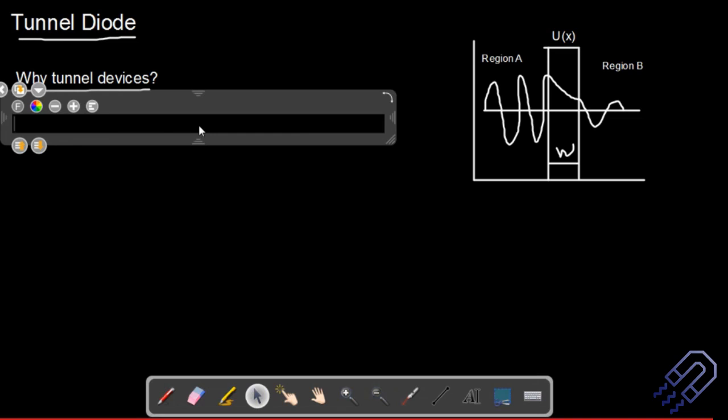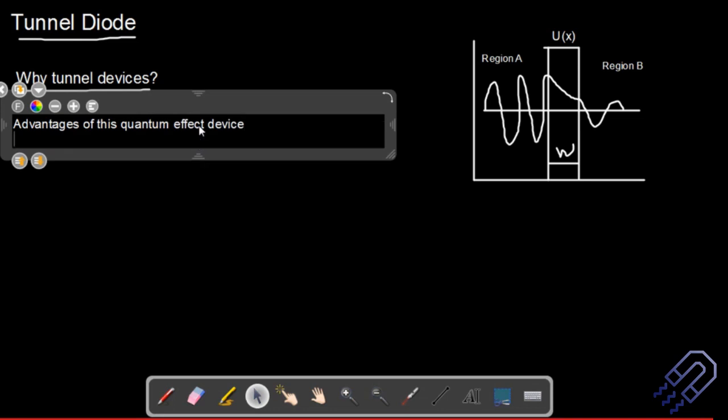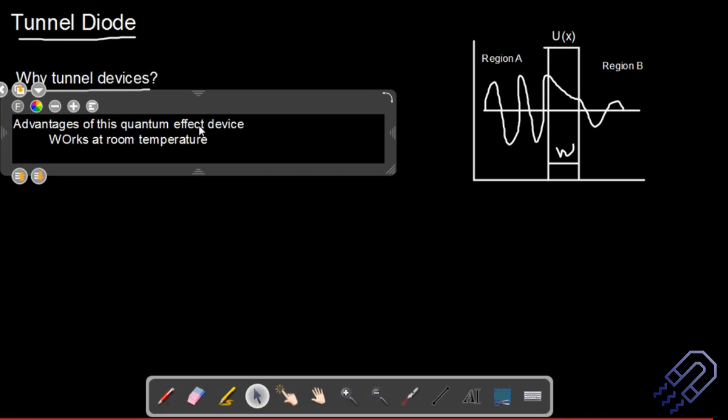This is basically a quantum effect, so it will have some advantages. Let's list down a few advantages of this quantum effect device. The first one is that it works at room temperature. Think about it in this way.